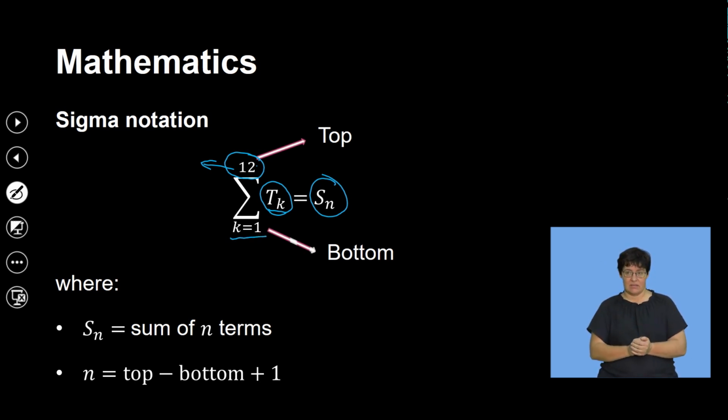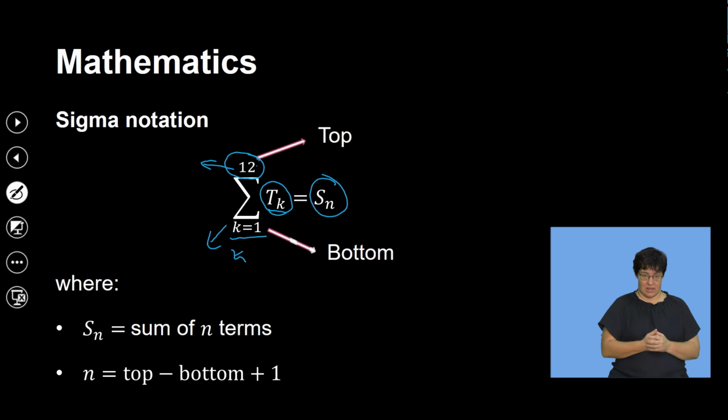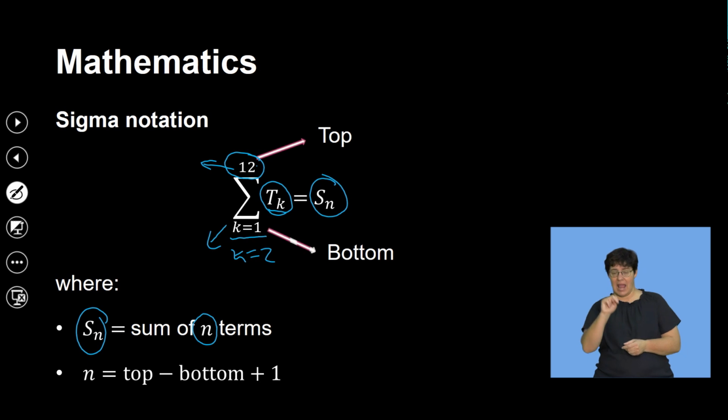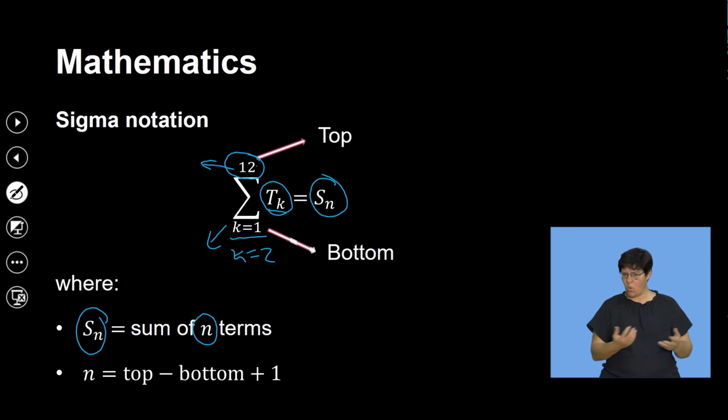K is equal to 1 normally talks about the position of the first term. If I say K is equal to 2, I'm saying the position of the first term is actually at number 2, not at number 1, you see. So that's what it means. Now, Sn, as I said, will be the sum of the n terms. How do I find the n terms? It will be n is equal to the top number minus whatever that K is at the bottom plus 1.